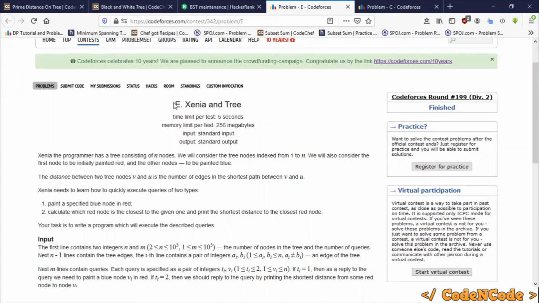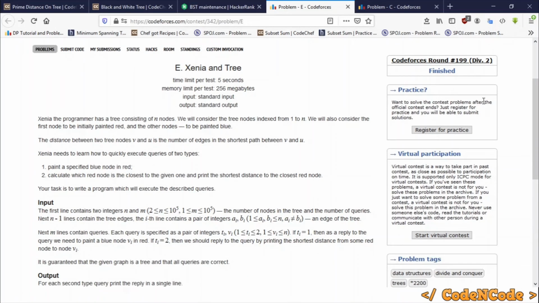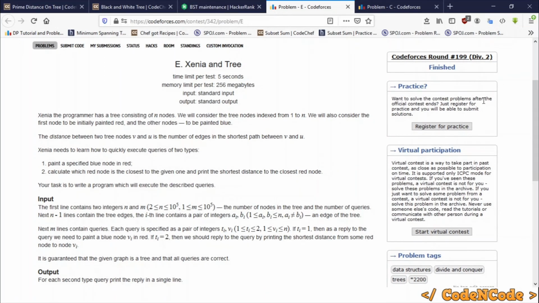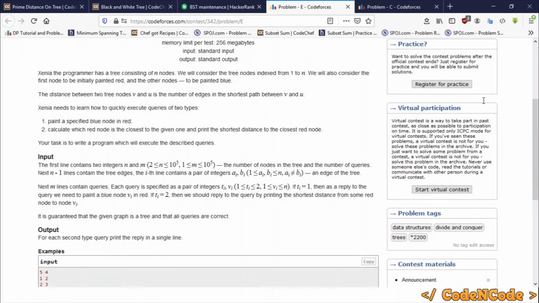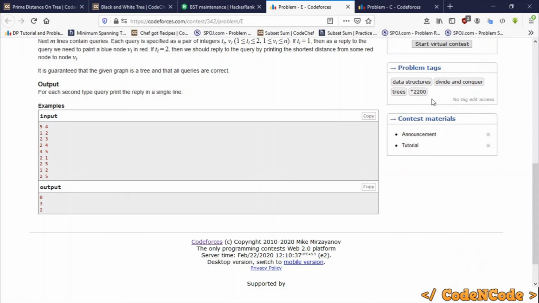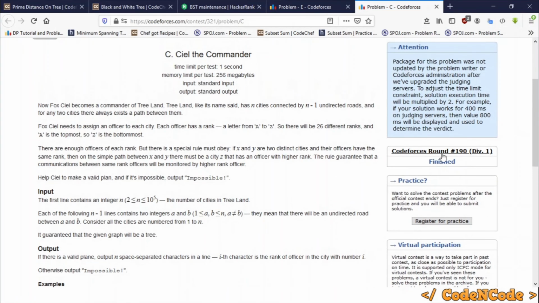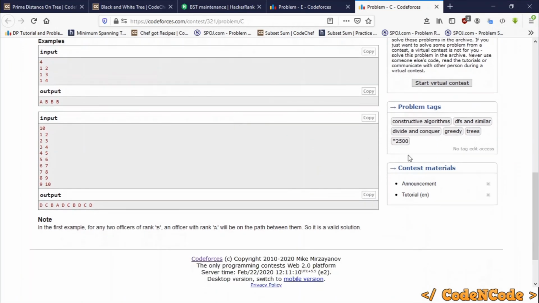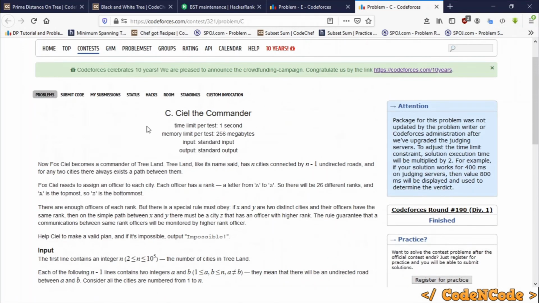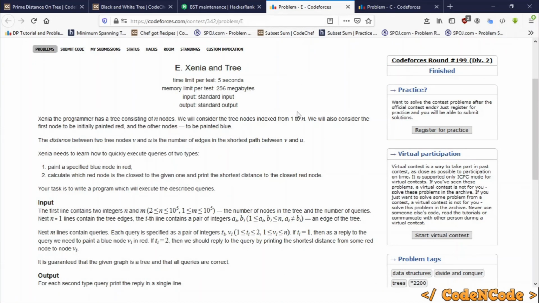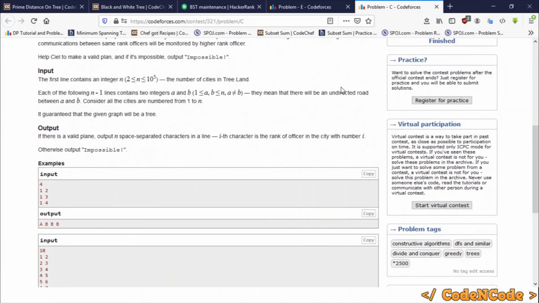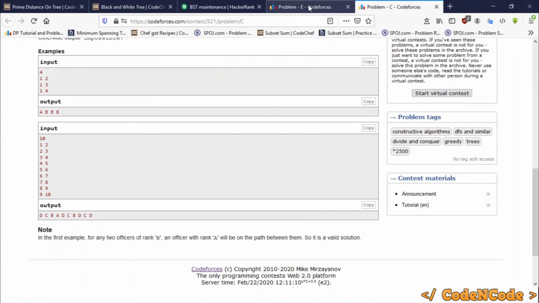So this problem is E, Xenia and Tree, from Codeforces Div 2. And you know how difficult Div 2 E and F problems are for most of the people. The problem is rated 2200, and it is an E problem. The other problem from Codeforces is Sealing the Commander. This problem is D1C and is rated 2500. But in my opinion, I believe that Sealing the Commander is easier than Xenia and Tree, though it is rated 2500, which is higher than E.